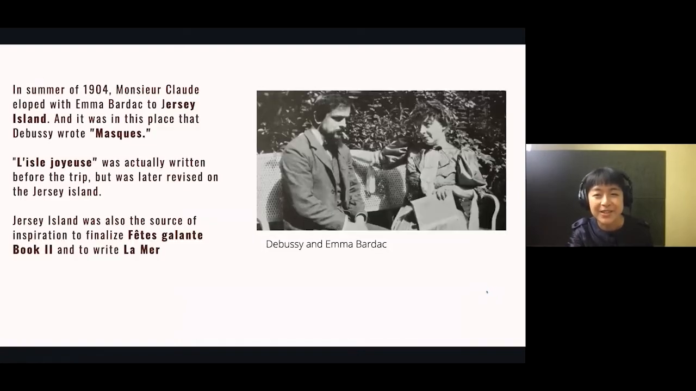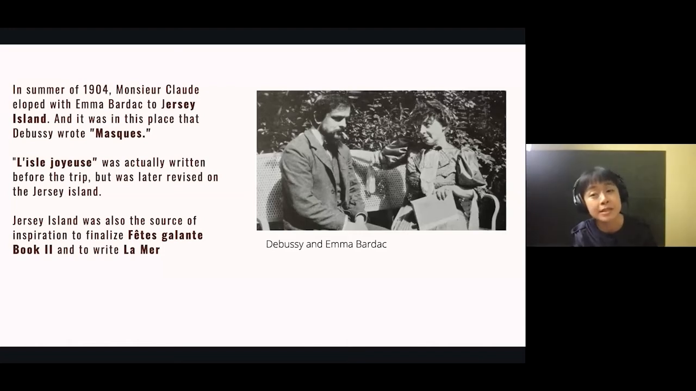So this is the story. I'm going to start talking about what's actually going on. In the summer of 1904, this became one of the most famous stories. As you know, Debussy knew Emma Bardac, who was the mother of his student. Somehow something happened, and he fell in love with this woman, and they eloped to Jersey island, which is where Debussy wrote Masques. Les Joyeuses was actually written before the trip. It was just revised, and then sent from that island to the publisher Durand.